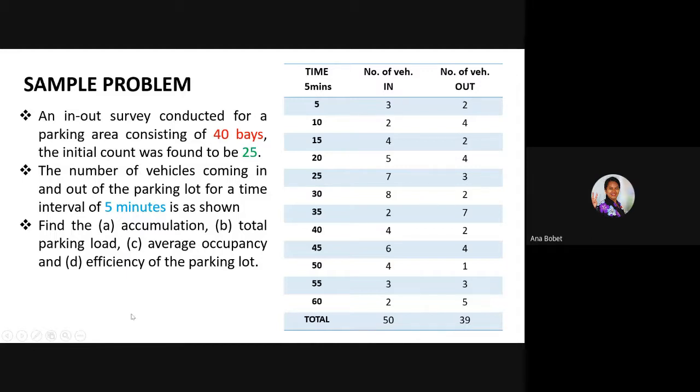So, ang pangutana dayon niya is find the accumulation, total parking load, average occupancy, and efficiency of the parking lot. So for that, ang ato dayong gitanaw is pila man ang kabuok ang nag-in. So for every interval, gi-count pila ka vehicle nga sulod, and then gi-total nato sa end pila kabuok sila tanan. Now sa output, every 5 minutes interval, tanaw nato pila ang gawas, and then pila pud ang total nga gigawas.